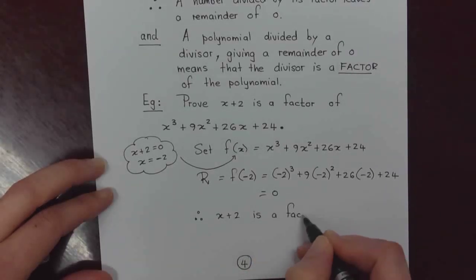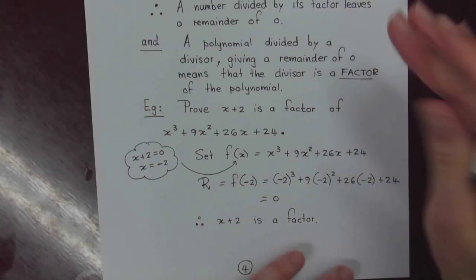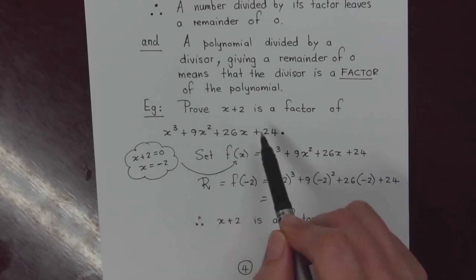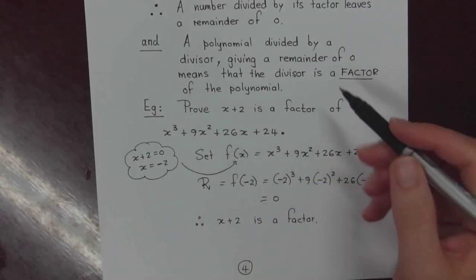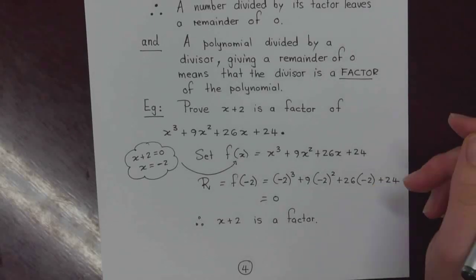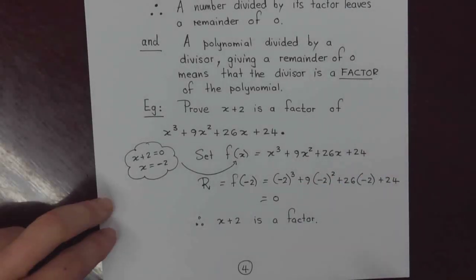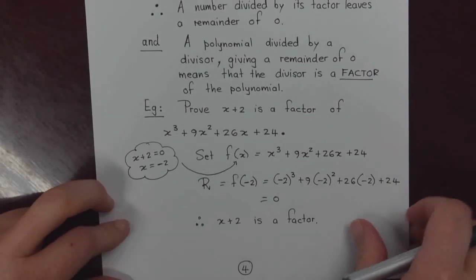And that's the important deduction of this factor theorem, is that if I divide a divisor into a polynomial and the remainder is 0, then that divisor is more than just a divisor, it's actually a factor. So we're going to play a little bit more with this factor theorem, and then hopefully you'll see the importance of this one, especially for the next video.